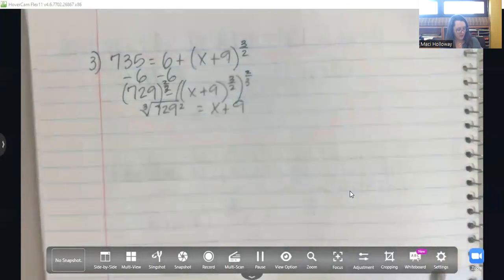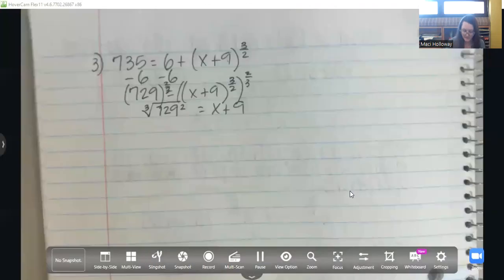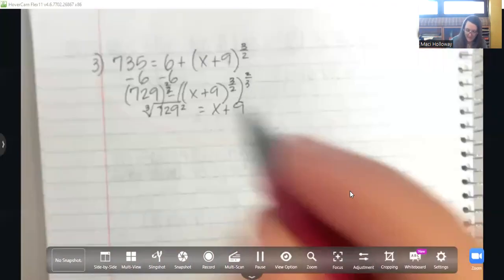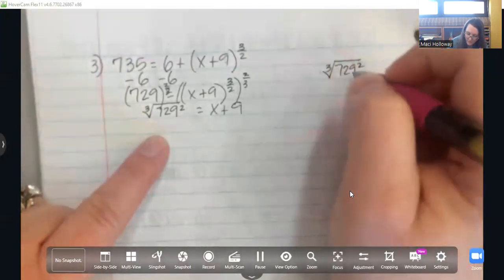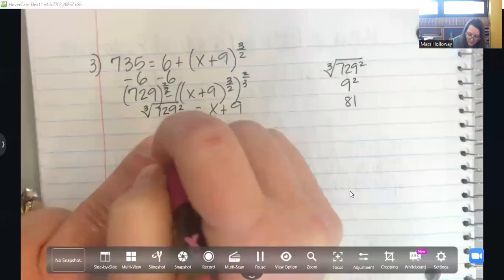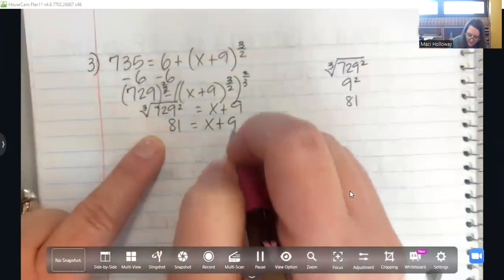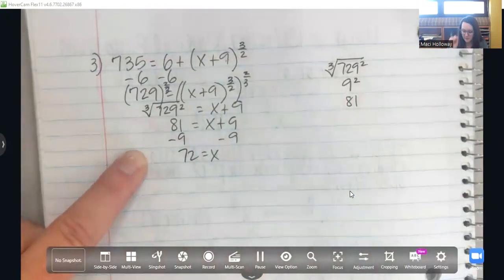So remember, this is the cubed root of 729 squared equals x plus 9. I don't know if I know the cubed root of 729, so I'm going to use my calculator here. I can take this root first. The cubed root of 729 is 9. That's nice. Then squared is 81. So we have 81 equals x plus 9. Subtract 9. We have 72 equals x. All right, so that's what I get for my answer.